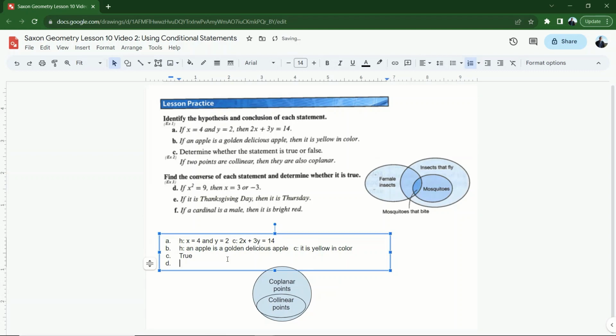All right, letter D. If x squared equals 9, then x equals 3 or negative 3. Let's find the converse of that statement and determine whether it's true. Well, the converse would be if x equals 3 or negative 3, then x squared equals 9. And is that true? You better believe it. Because if x equals 3, 3 squared is 9. If x equals negative 3, then negative 3 squared is 9.